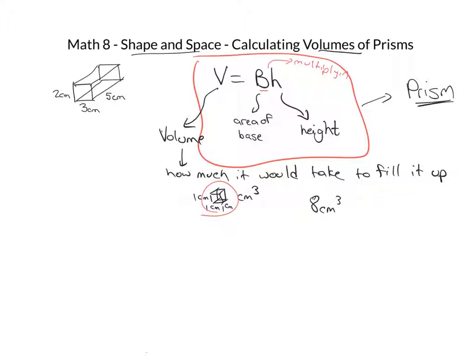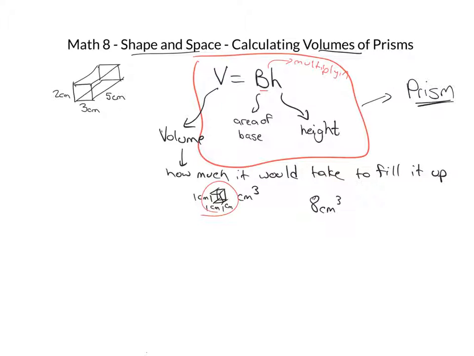Now just a quick reminder, what is a prism? A prism basically means that its base and its top are the exact same shape. They're parallel to each other. Everything about them is matched up nicely, and one is directly below the other one.